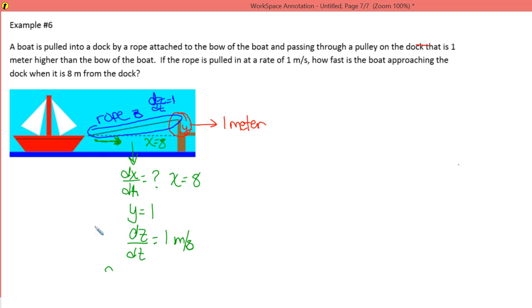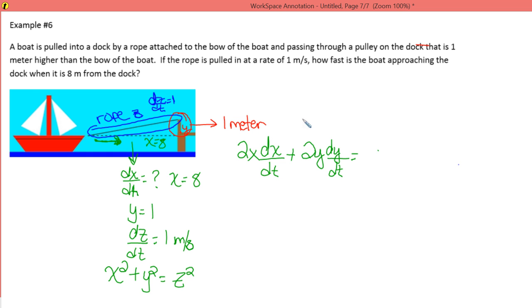The formula that I can use to relate everything together is the Pythagorean theorem. And once again, this is called applications of derivatives, so let's take the derivatives of this quantity. Taking the derivative of the Pythagorean theorem, remember we have to use implicit differentiation, I get 2x dx/dt plus 2y dy/dt is equal to 2z dz/dt.